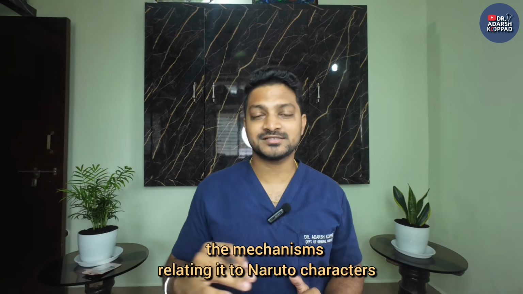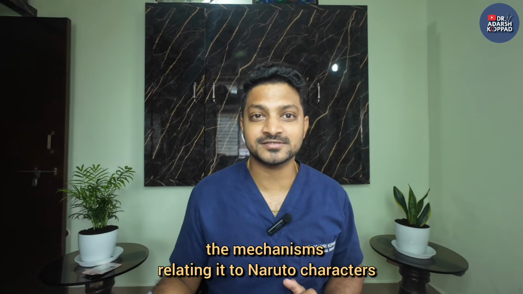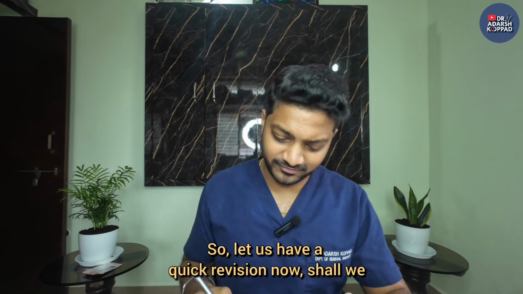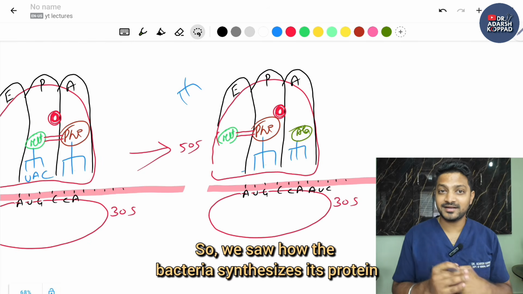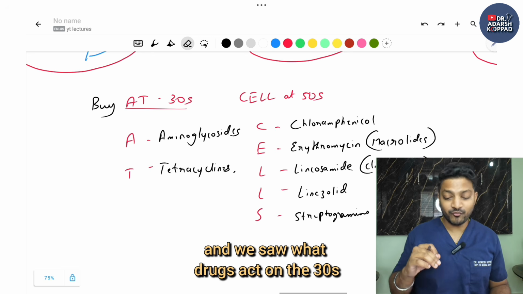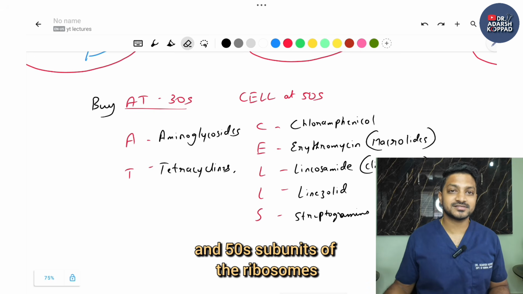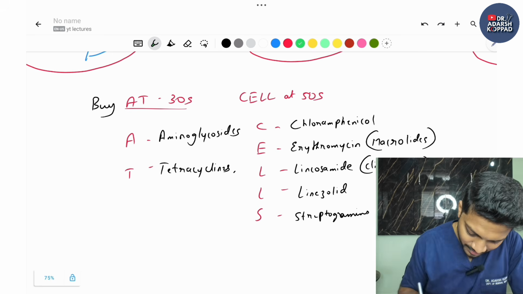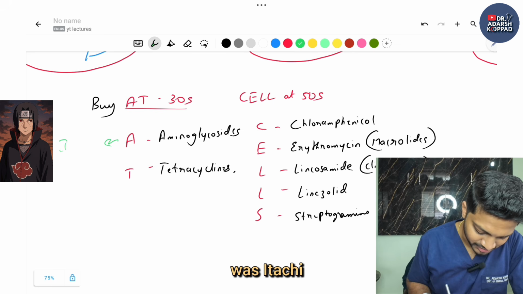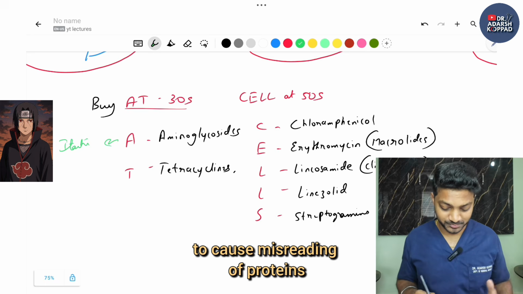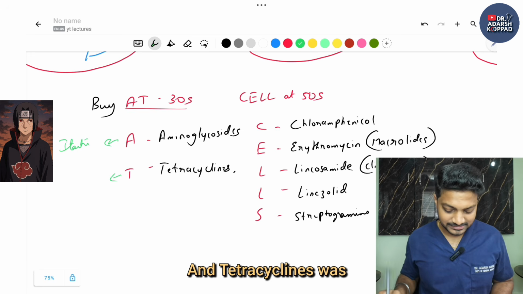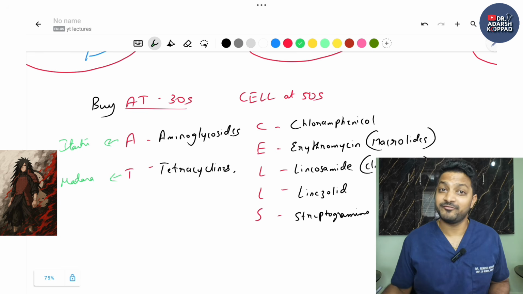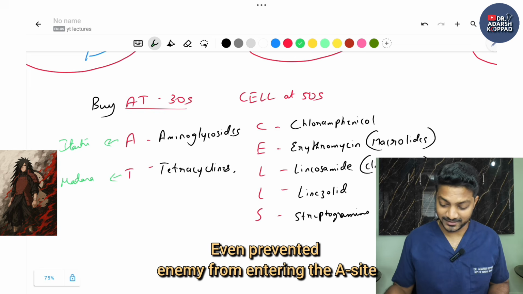I hope you really could make some sense out of the mechanisms relating it to Naruto characters. So let's have a quick revision now, shall we? So we saw how the bacteria synthesizes its protein, and we saw what drugs act on the 30S and 50S subunits of the ribosomes. And to summarize the mechanism, Aminoglycosides was Itachi. He used genjutsu to cause misreading of proteins. And tetracyclines was Madara Uchiha. He even prevented enemy from entering the A site.